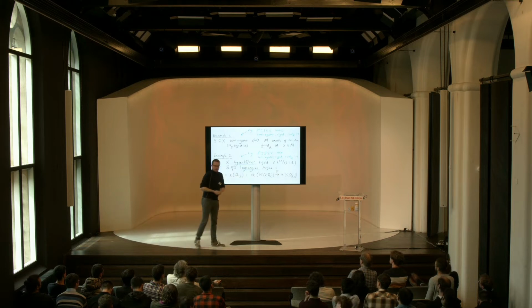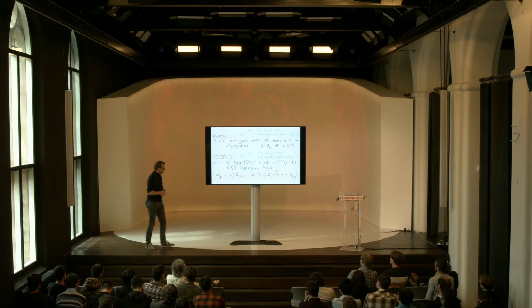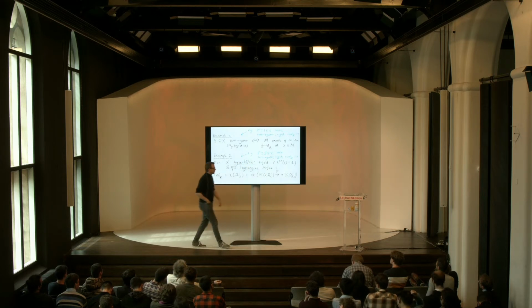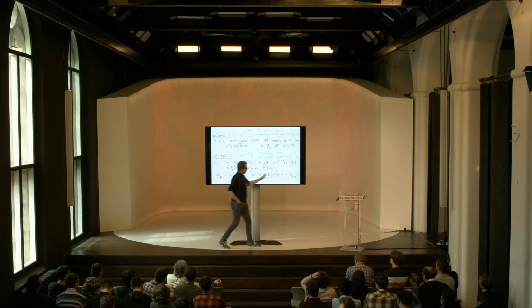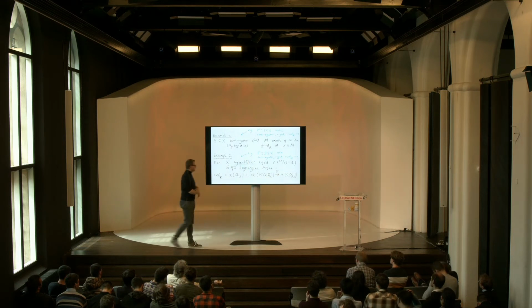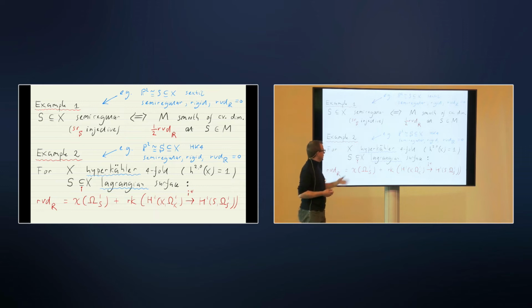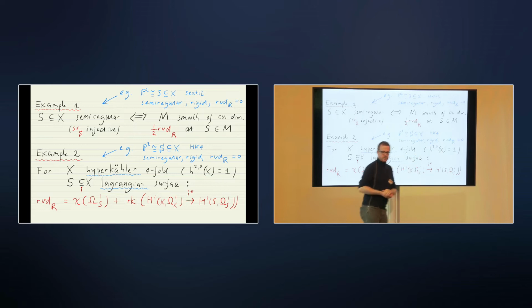It's the holomorphic Euler characteristic of the sheaf of 1-forms on your surface plus the rank of the restriction map. If I have a 1-1 form on the fourfold, I can restrict it to a 1-1 form on the surface, and it's the rank of this map that appears here. So in particular, if you're interested in Lagrangian planes on hyperkähler fourfolds, then they will always be semi-regular, they're rigid, and the reduced virtual dimension of our class is 0 at these points.